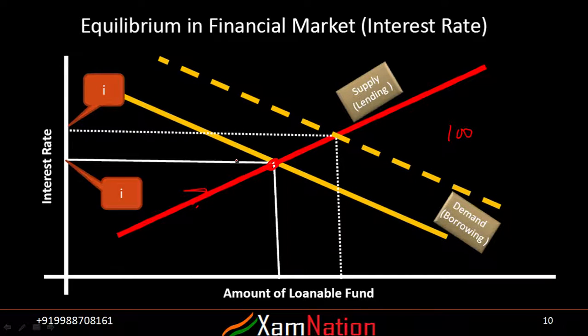Now in case the demand for the loan shifts in this direction, then your equilibrium interest rate will also increase. So this is how the interest rate and prices are decided in the financial market. As the demand increases, interest rate will increase, and price will increase. As the supply increases, interest rate will decrease, and prices will decrease.